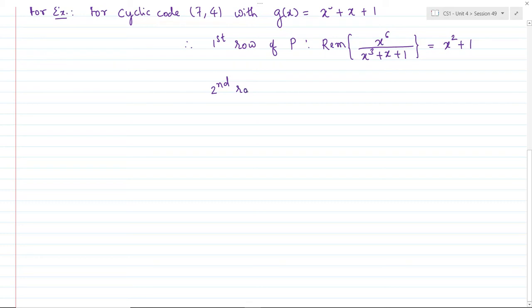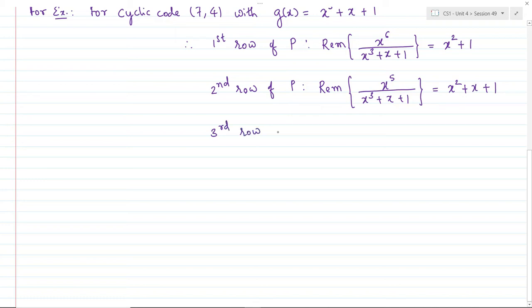The second row of P, following the same procedure, is the remainder of x power n minus 2, which is x power 5, divided by x cube plus x plus 1. Here the remainder would be x square plus x plus 1. Following the same procedure again, the third row of P is the remainder of x power n minus 3 divided by x cube plus x plus 1, and this gives you x square plus x.